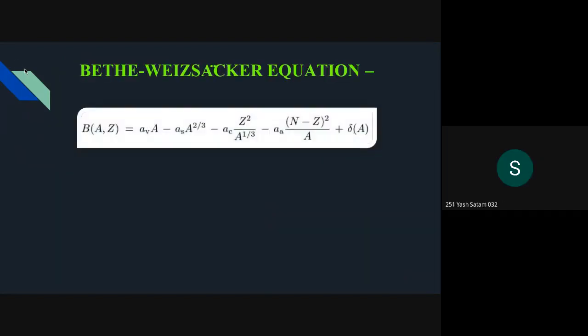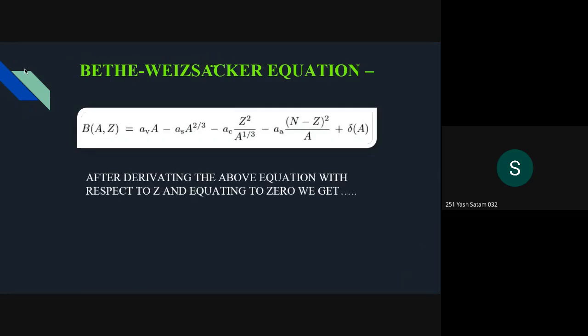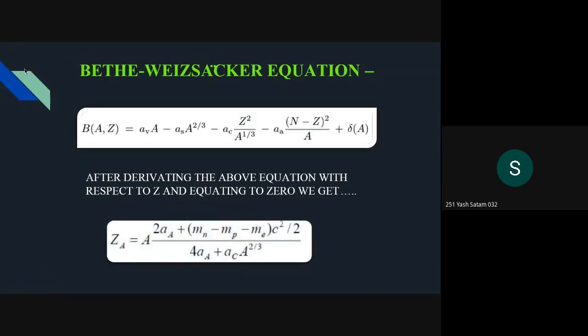So this is the Bethe-Weizsäcker equation. The important application of this equation is when we differentiate it with respect to Z and equate it to 0, we get this equation. Now, what is this equation? This equation tells us the atomic number of the most stable isobar in that mass parabola.